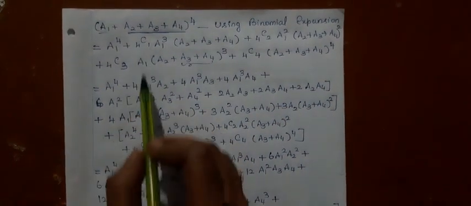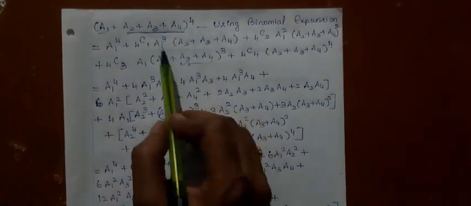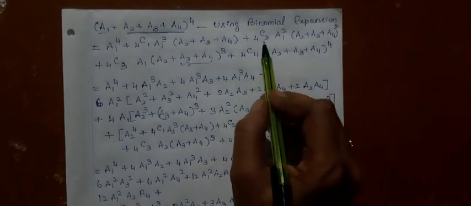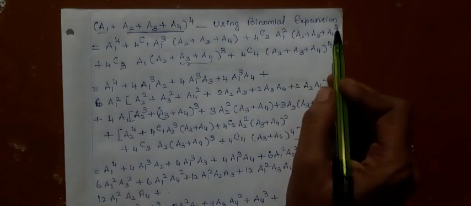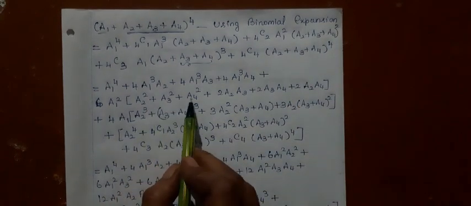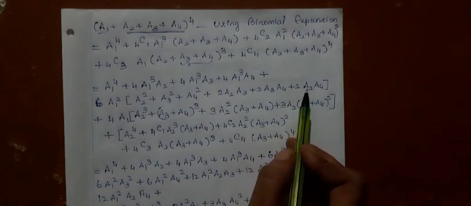a1 power 4, 4C1 is 4. I am multiplying a1 cube a2, a1 cube a3, a1 cube a4. 4C2 is 6, a1 square. (a + b + c) the whole square is a square plus b square plus c square plus 2ab plus 2bc plus 2ac. Okay, so I have used that formula.